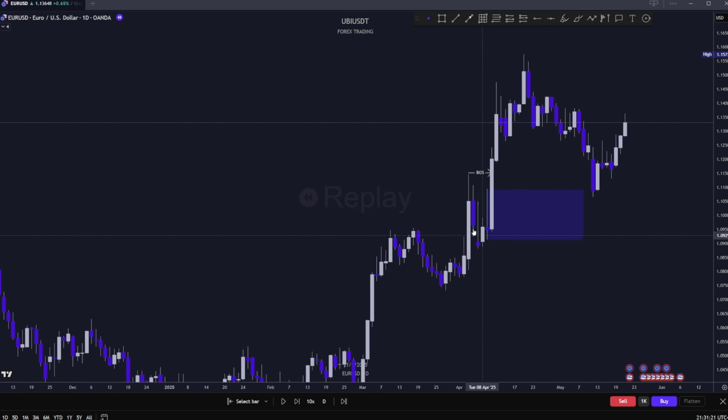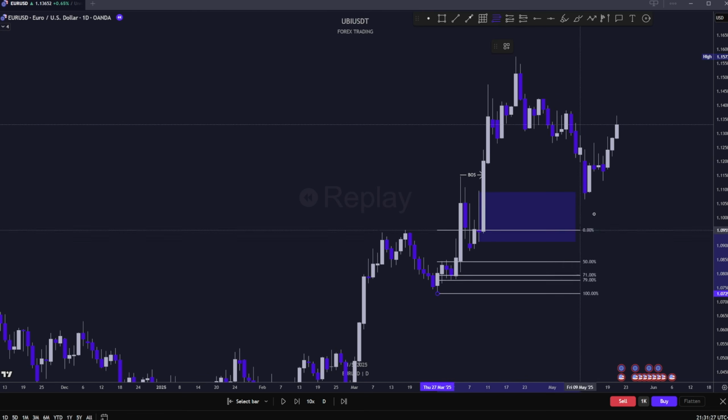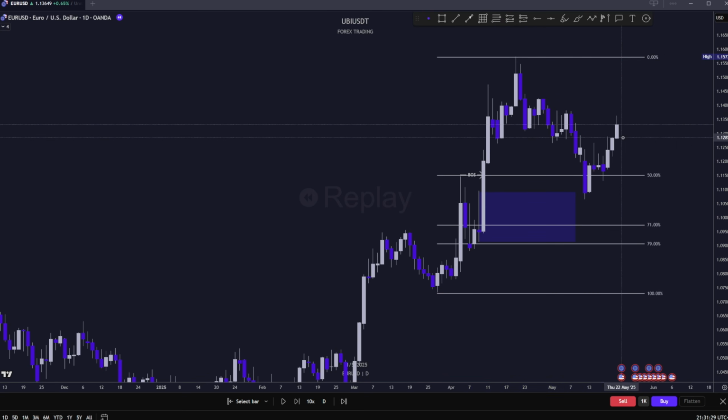We have this beautiful demand right here. We have breakout structure upside. And also, why do we mark this demand? Because this demand sits very well in our discounted price range. Okay. And also this demand is in 71.79. So for me, this is a very nice demand.